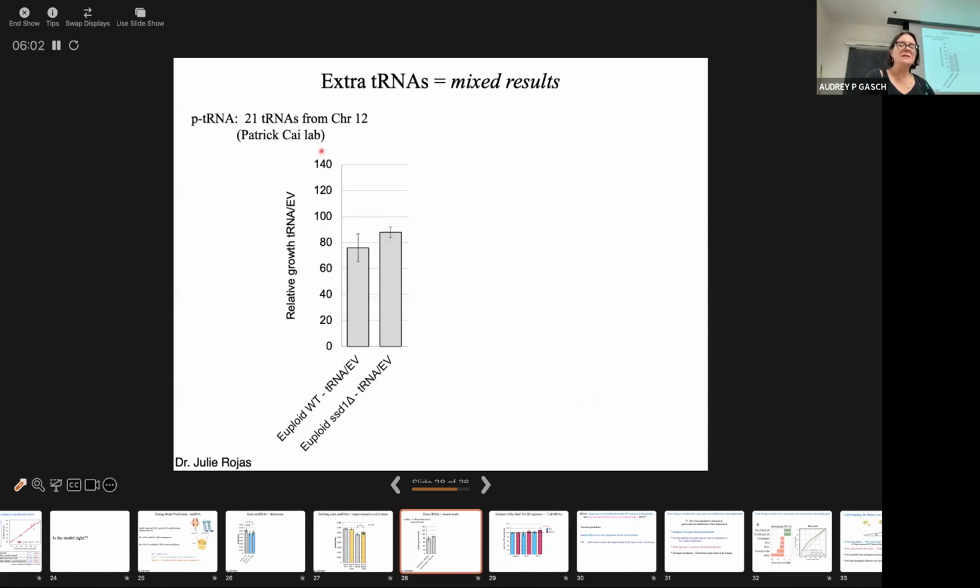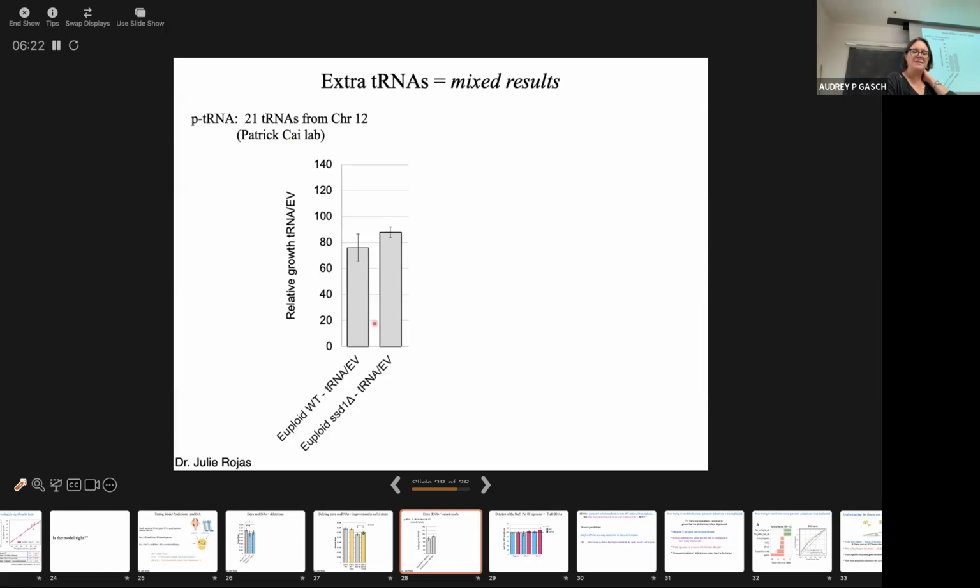So first thing Julie did was she got a plasmid from another lab, the Chi lab, where they had cloned all of the tRNAs from chromosome 12 on one giant plasmid. And so why did we choose the chromosome 12 tRNAs? Because that's what we had. That's what we had on the plasmid.